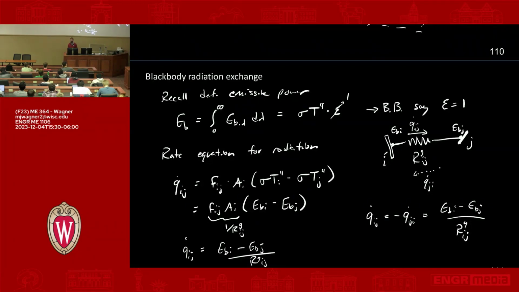Yeah, question? So just to be clear, the RG, IJ, that's not thermal resistance, it's the geometric. It's the geometry, yeah. The question is RG, IJ is the geometric resistance, which is defined as 1 over the view factor times the area. All right?